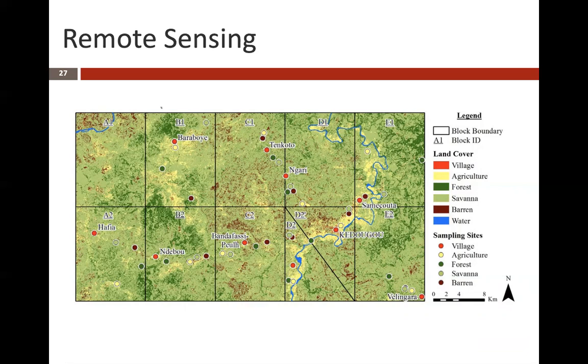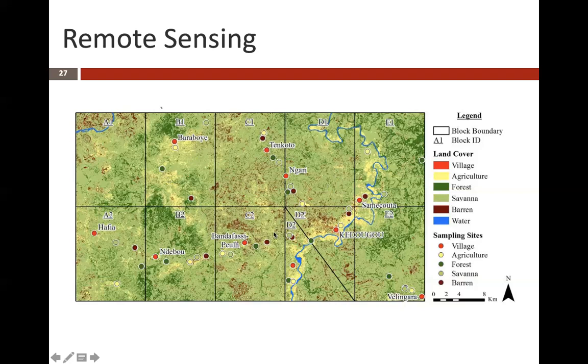But as it turns out, both the types of land cover that we have in an area, as well as the shapes and the sizes and the connectivity of patches of land cover, is really critical to the spread of disease, the persistence of disease. And so this is from our work in Senegal again.